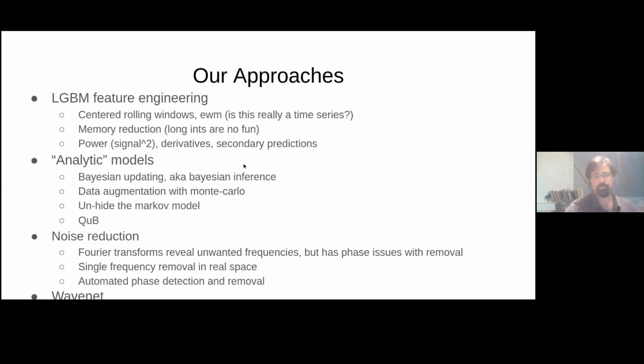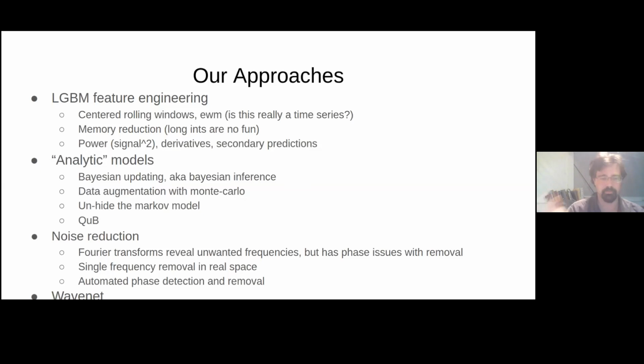Analytic models. So Bayesian updating, Bayesian inference. I spent weeks writing these models. In the end, they performed almost as well as machine learning, but we didn't end up using them. So I'd like to explain all that, but since we didn't use it, it probably wasn't as helpful as I had hoped.